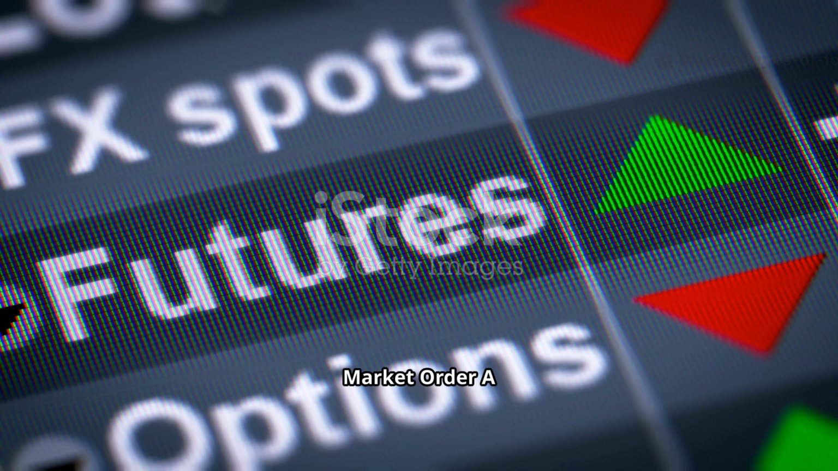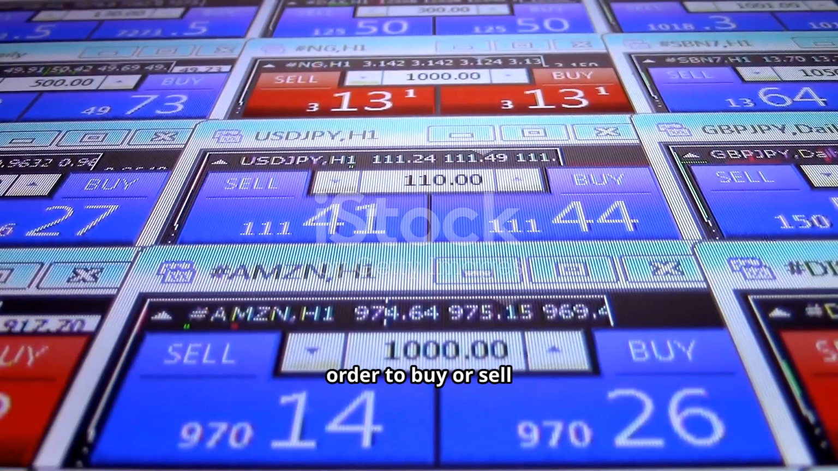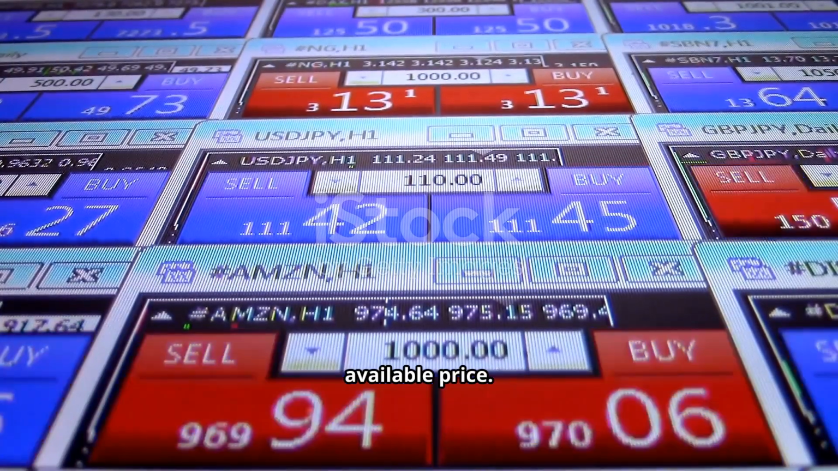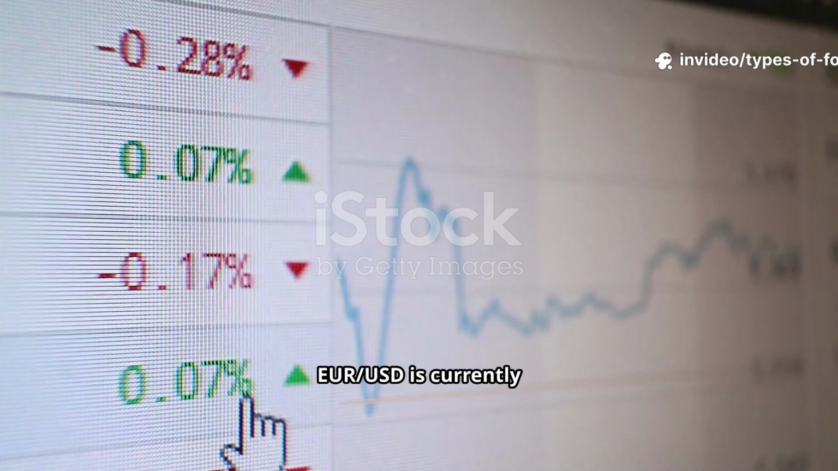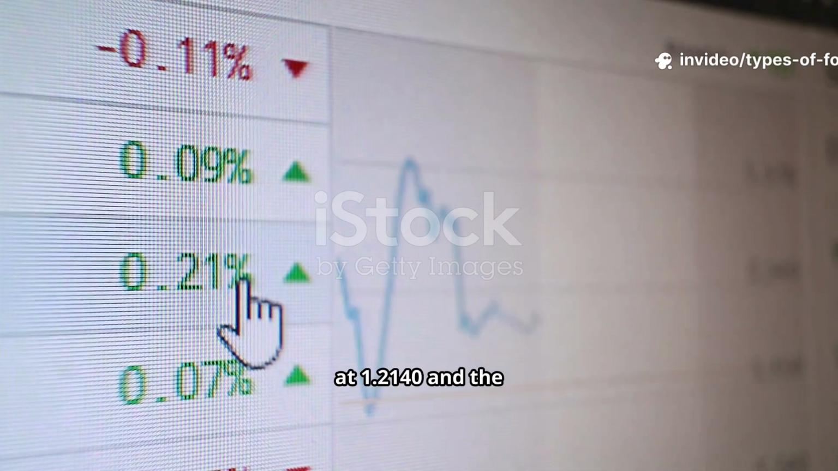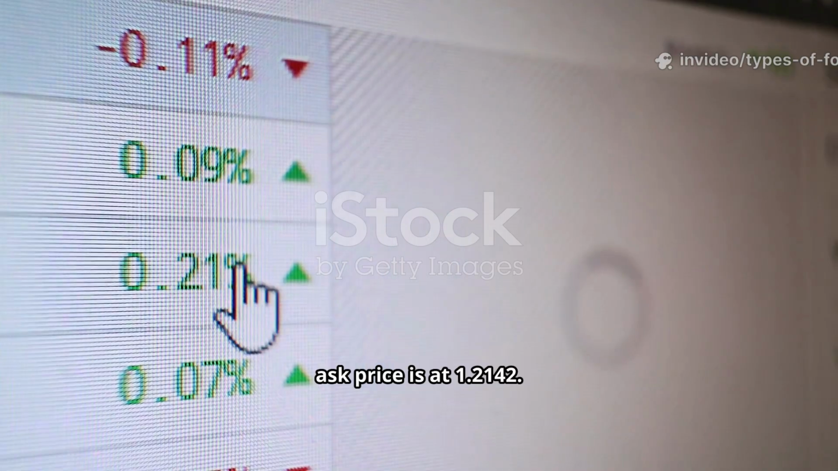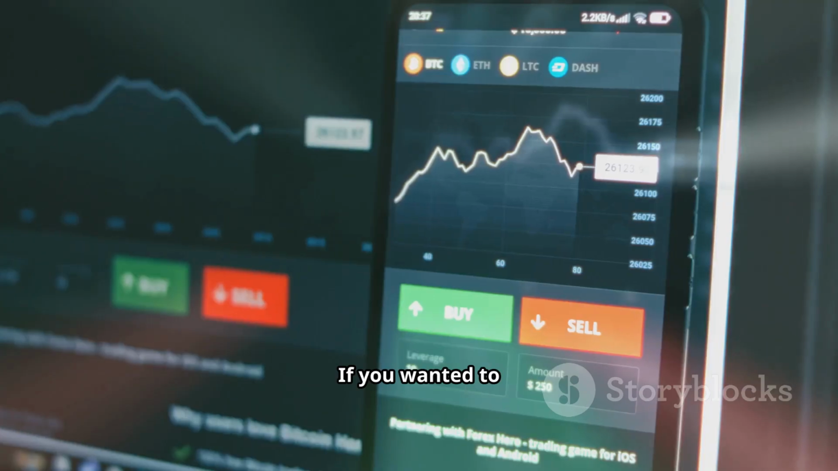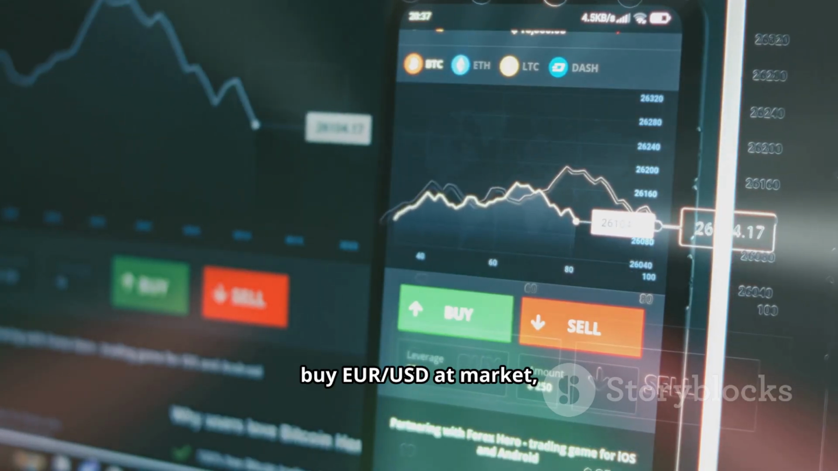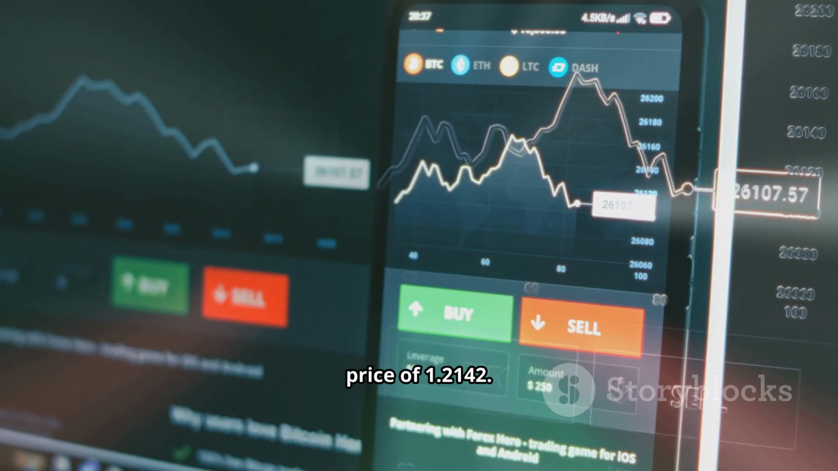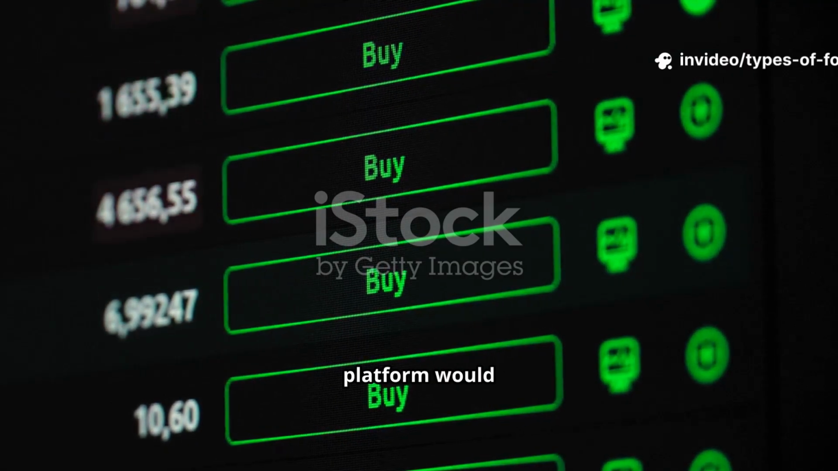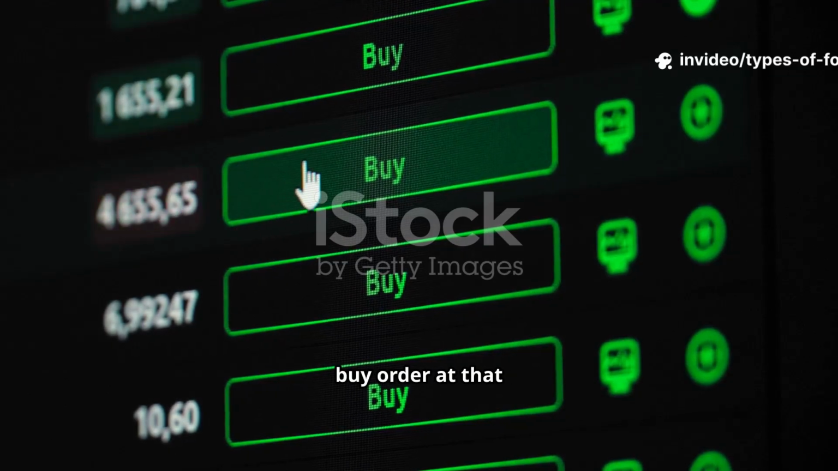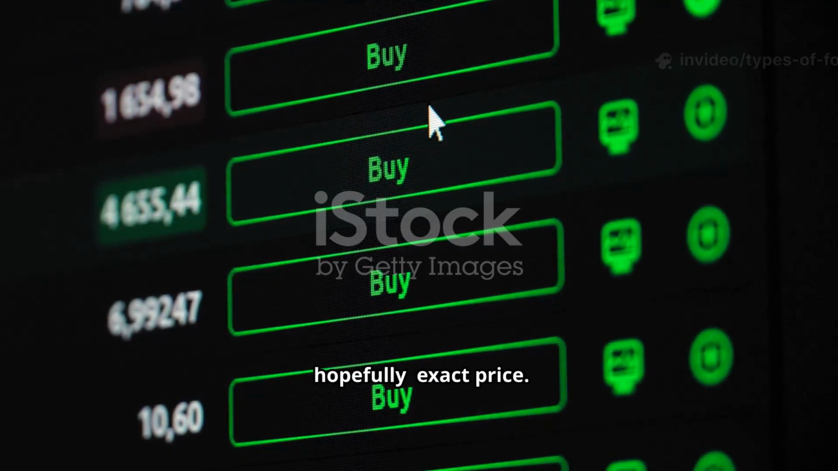Market order. A market order is an order to buy or sell at the best available price. For example, the bid price for EUR/USD is currently at 1.2140 and the ask price is at 1.2142. If you wanted to buy EUR/USD at market, then it would be sold to you at the price of 1.2142. You would click buy and your trading platform would instantly execute a buy order at that, hopefully, exact price.